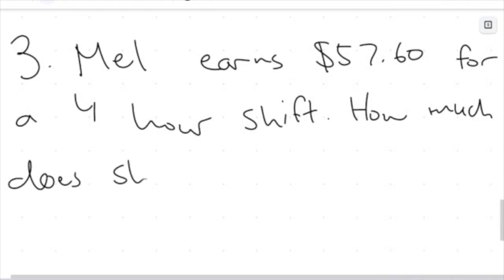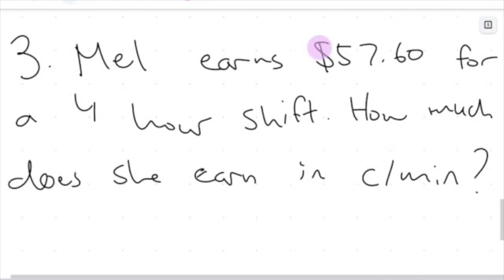Does she earn in cents per minute? So you can see here, both the units have changed. We have dollars per hour, and we want to change that to cents per minute, right? So this seems like a bit of a massive task to do, but if we use our unitary method, we can actually get there in quite a nice, easy way.